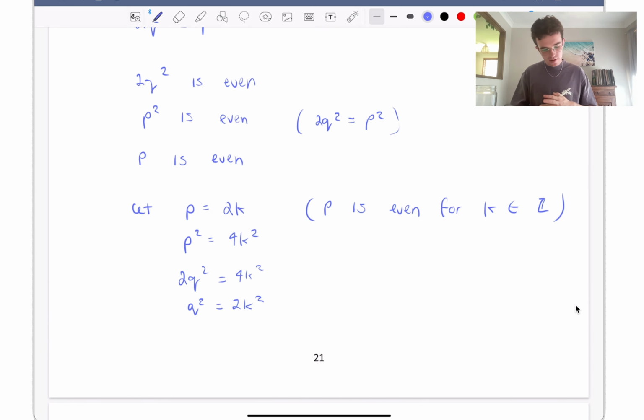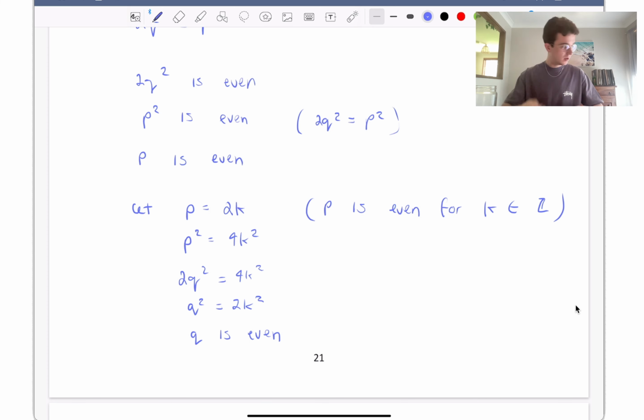Now, that would tell us that q is even, because we're saying that q squared is equal to 2k squared, and since 2k squared is even, that's telling us that q squared is even. If you square root an even number, you get another even number. So that's telling us q is even.